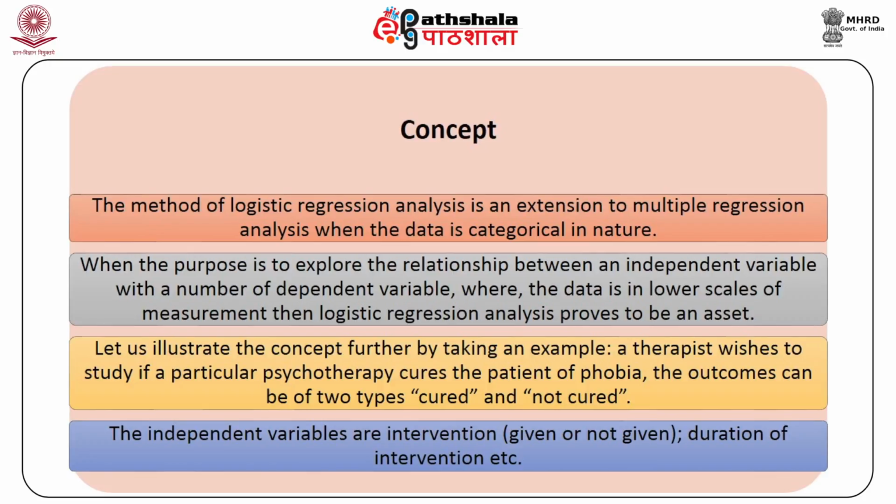A therapist wishes to study if a particular psychotherapy cures the patient of phobia. The outcomes can be of two types, cured and not cured. The independent variables are interventions, given or not given, duration of intervention, etc. The probability of a patient getting cured, which is categorical in nature, can be calculated using logistic regression. So, logistic regression in a nutshell is an answer to multiple regression when the outcome variable is categorical and the predictor variables can be categorical or continuous in nature.